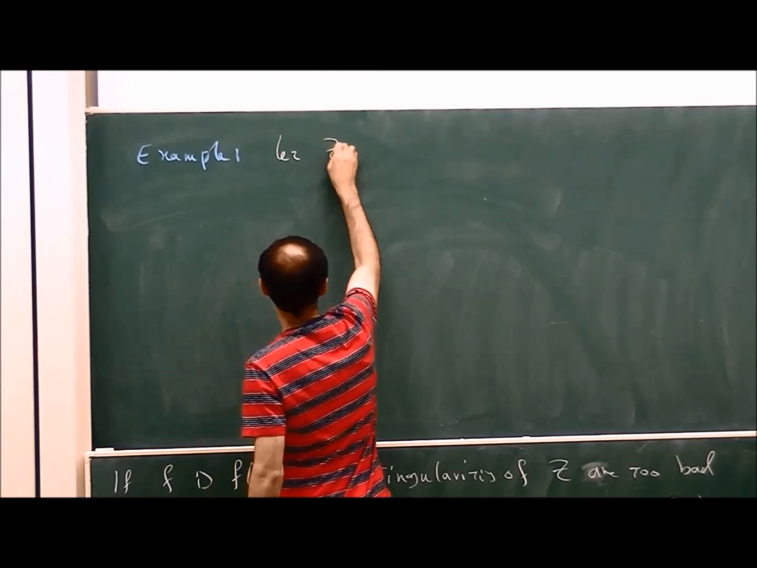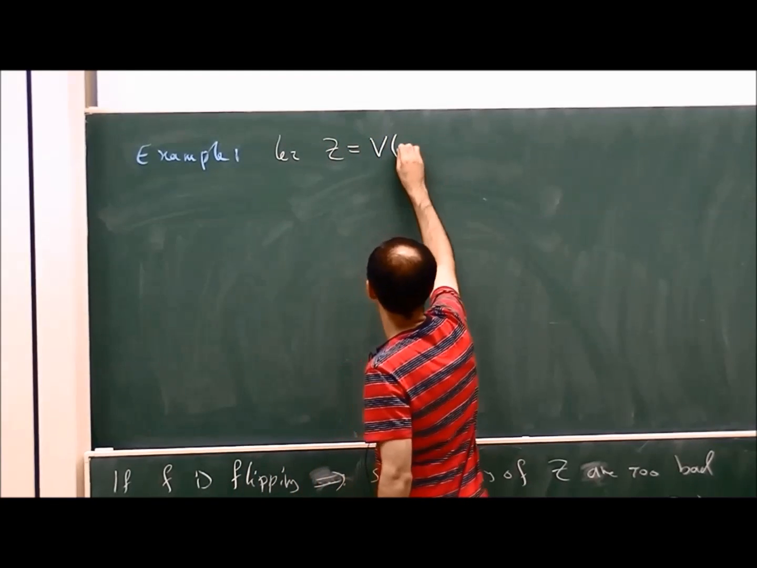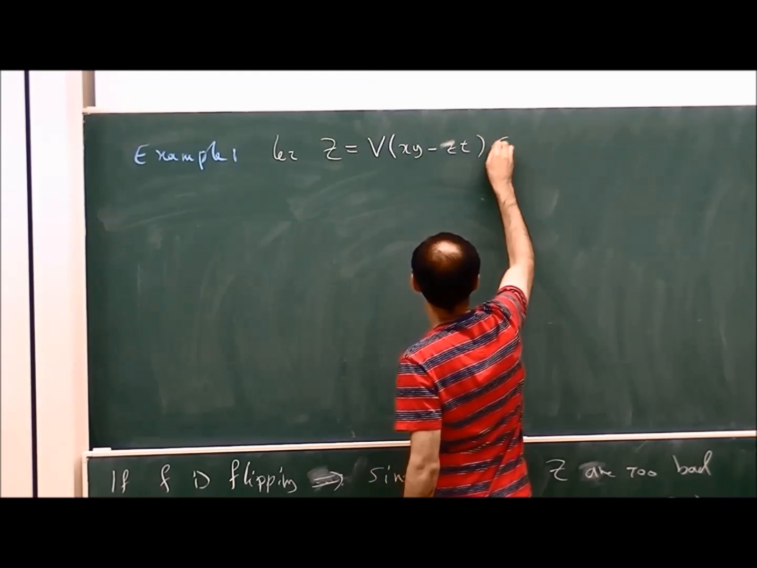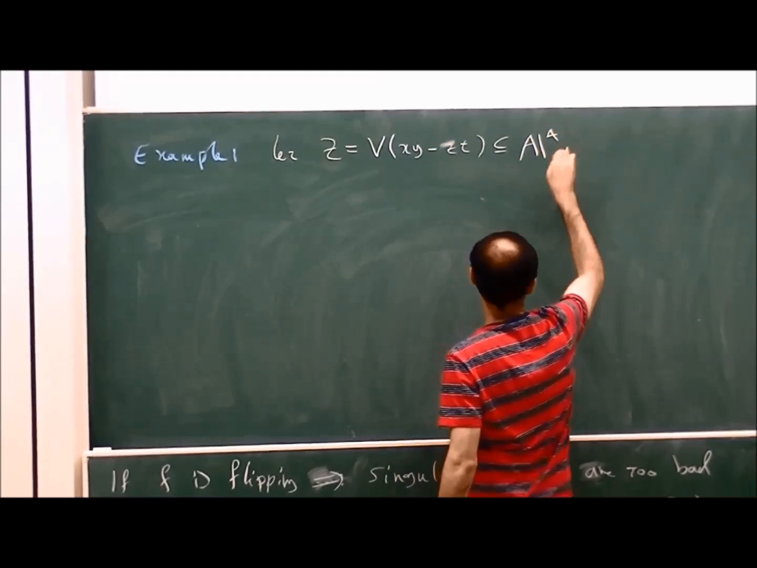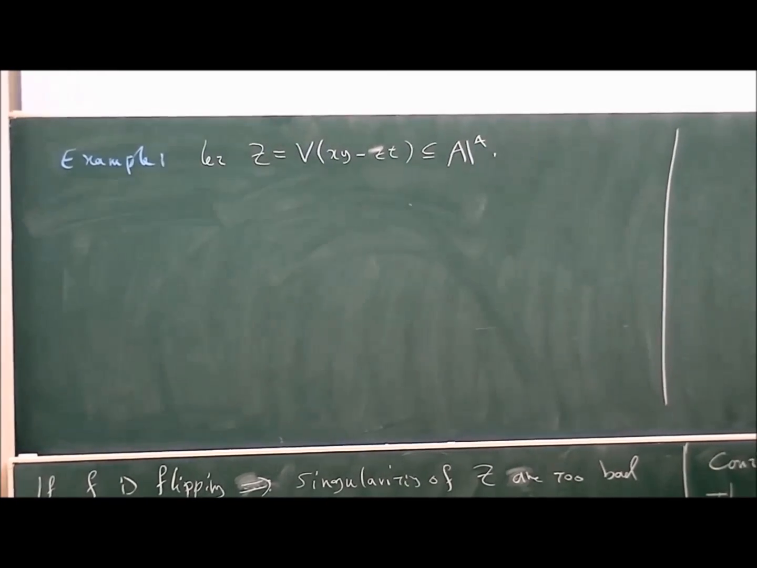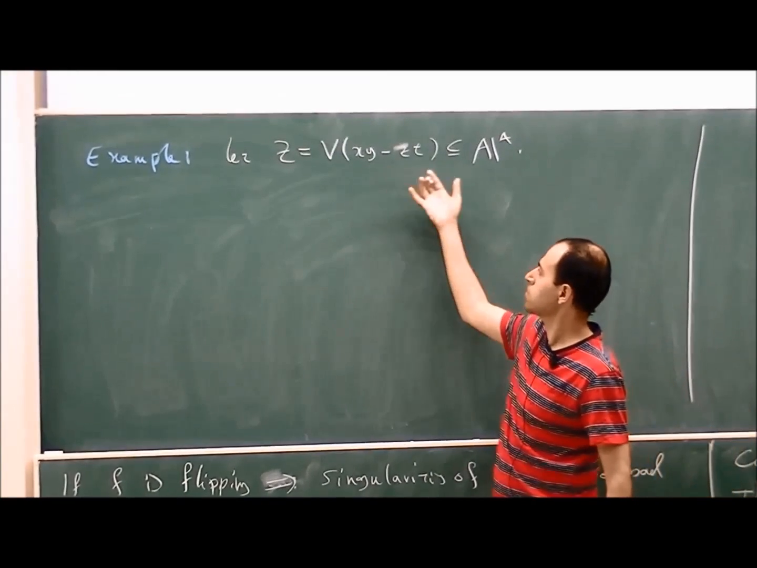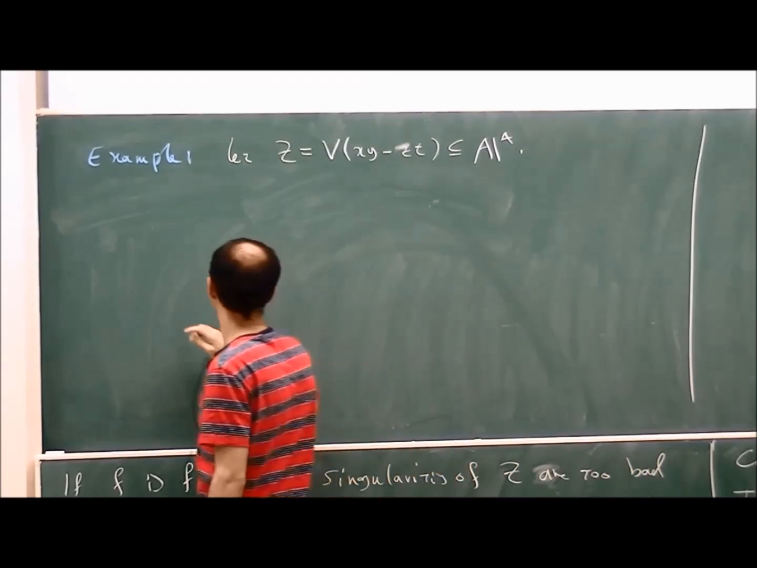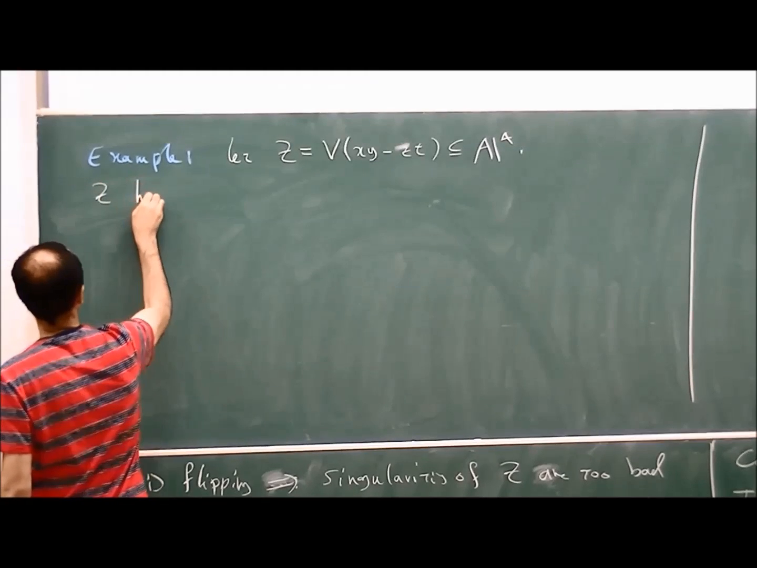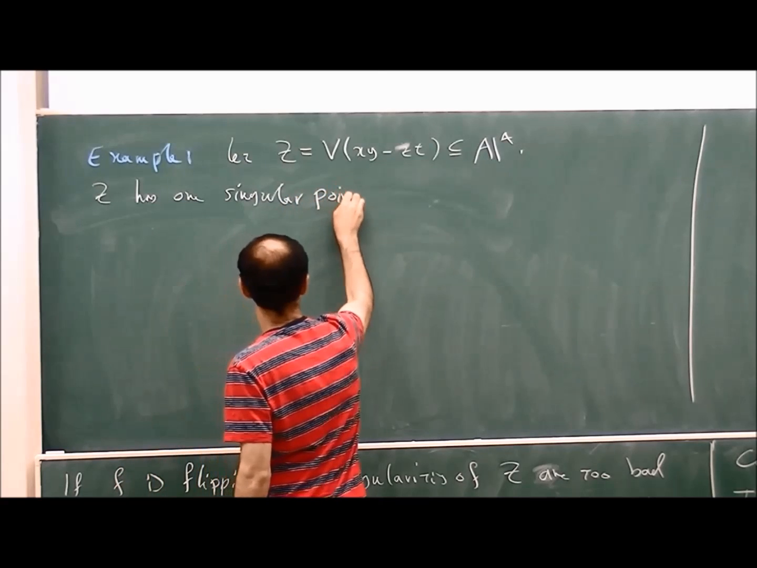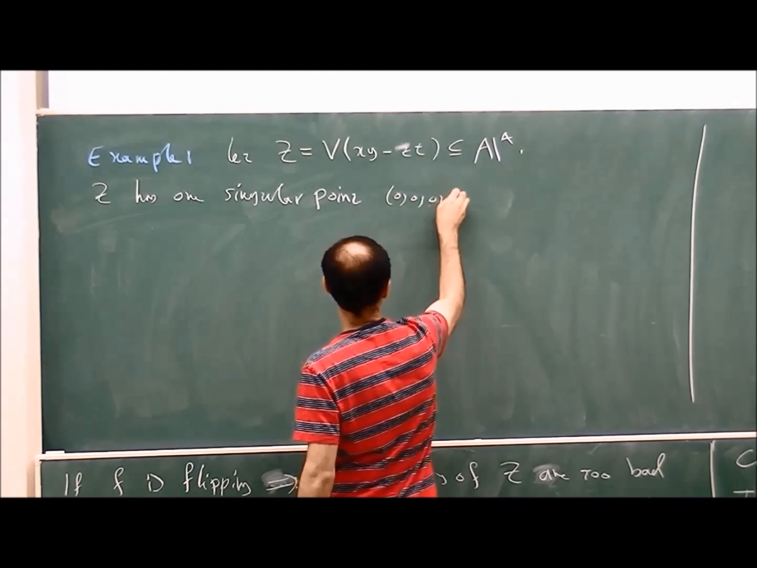First we take Z to be the variety defined by xy minus zt inside A4. So the x, y, z, and t are just the variables, that's the coordinates. And then you define these objects that have to surface inside A4. You can easily see that it has only one singular point, which is just the origin.